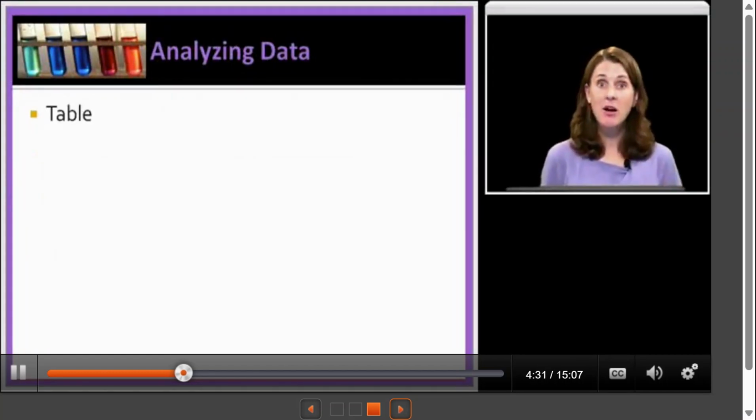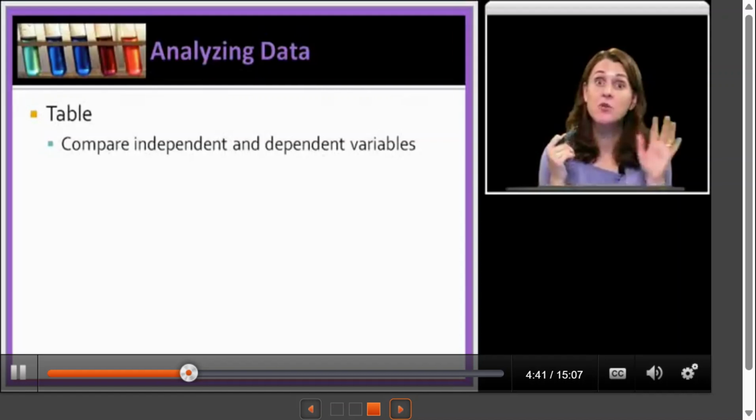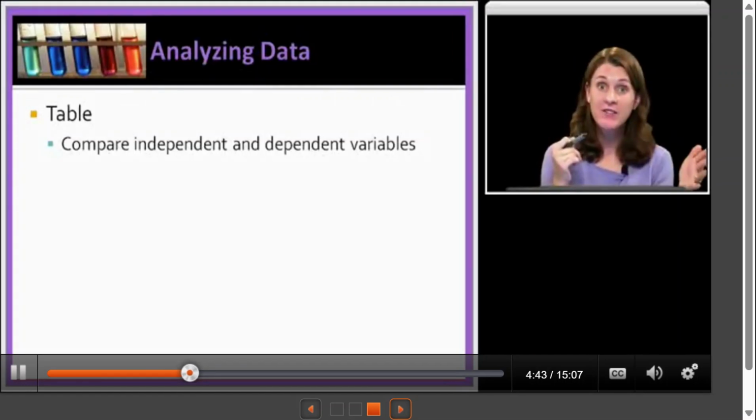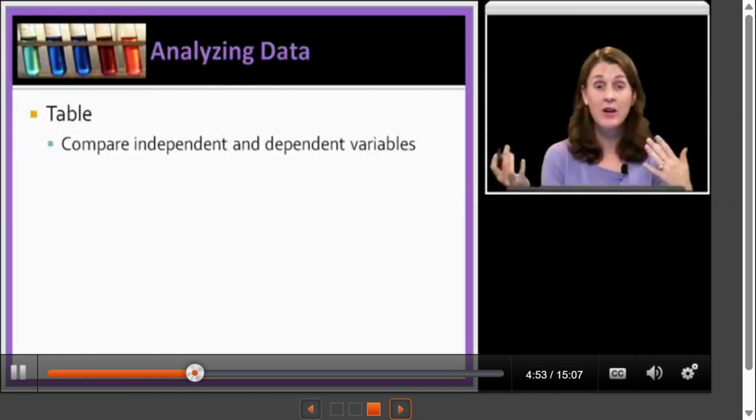So let's talk about data tables for a moment. Let's say we're going to have a data table to compare the independent and the dependent variables. Okay, let's use the same example from the previous section. Remember, we were talking about baking chocolate chip cookies, and the number of chocolate chips and the baking time were the two variables. So the baking time depended on the number of chocolate chips.